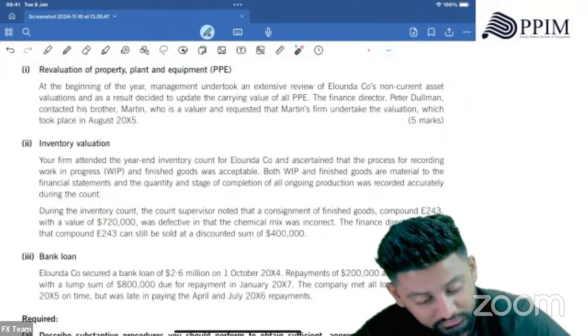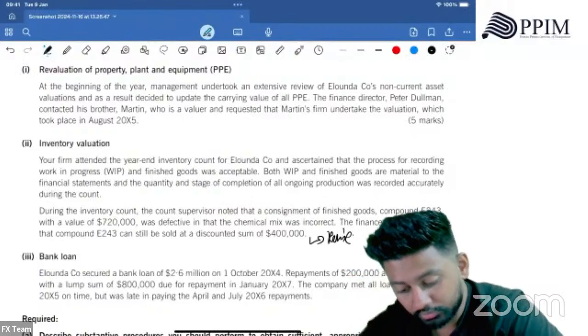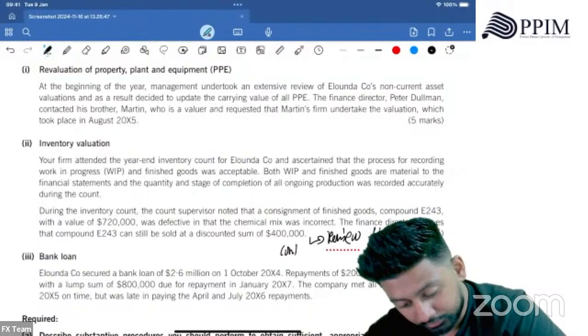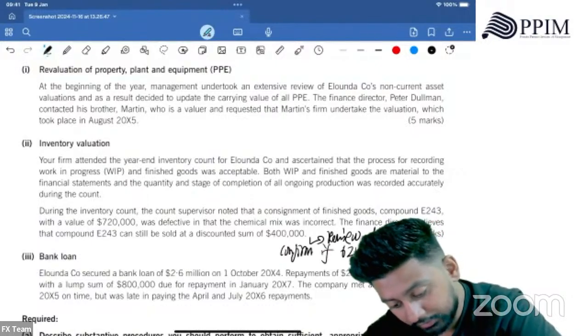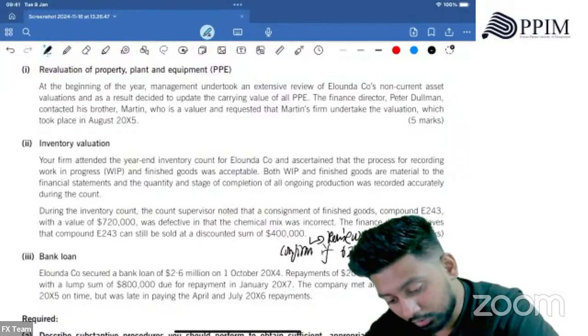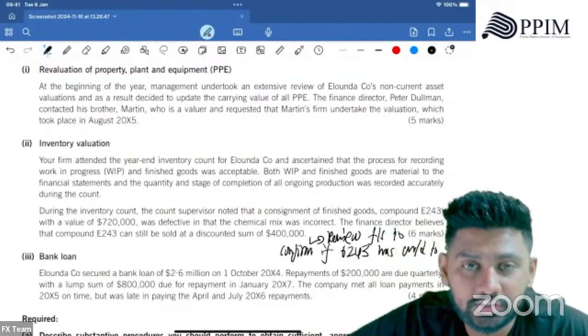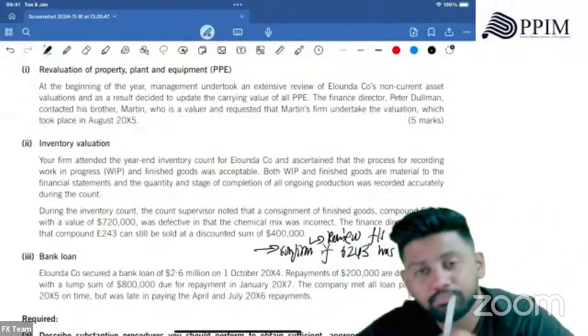In other words, you can obviously review financial statements to confirm if E243 has been written down to 400,000. Connect it to the scenario. That's very, very, very important. Connect it to the scenario.